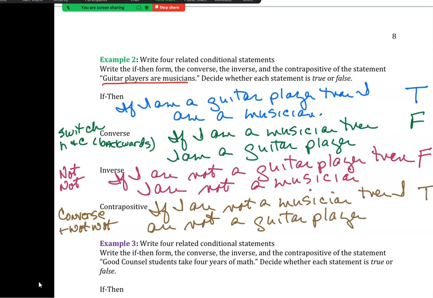And that is true. So one thing we've learned is that the truthfulness of converse and inverses relate to one another. If one's false, the other one's false. And the truthfulness of the conditional statement and the contrapositive go hand in hand. Okay, so that's your takeaway there. Let's keep going.